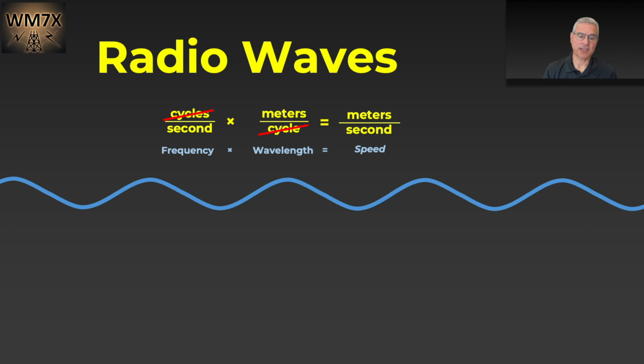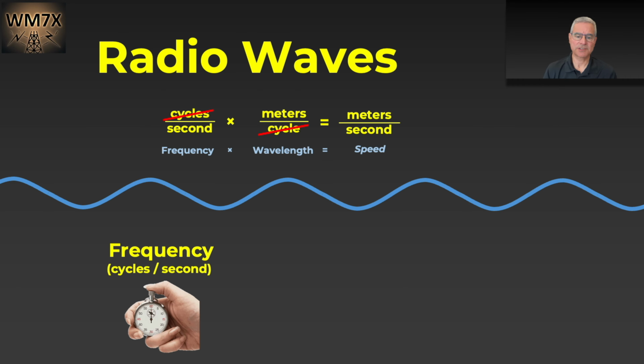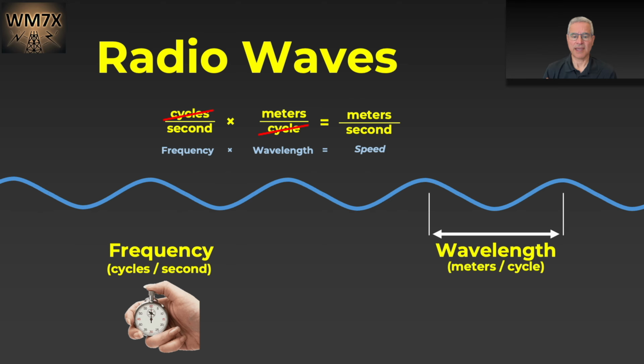Most things are the same. Radio waves move through space just like water waves move through water. And radio waves have a frequency just like water waves, and they have a wavelength just like water waves. But there's one really major difference. Unlike water waves, radio waves always move at the same speed, the speed of light. And that's an insanely fast speed of 300 million meters every second.